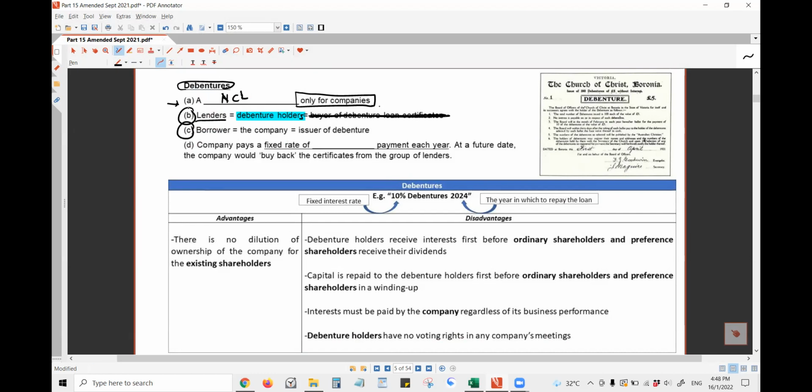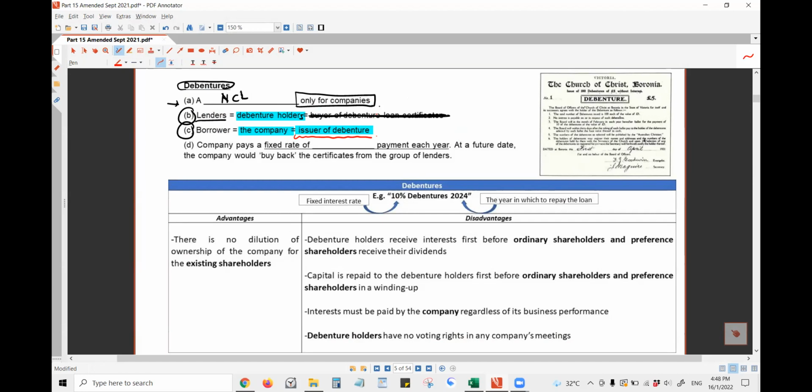Okay. Who is the borrower? Borrower is the company, also known as the issuer of debenture. Here is a new term, issuer of debenture.